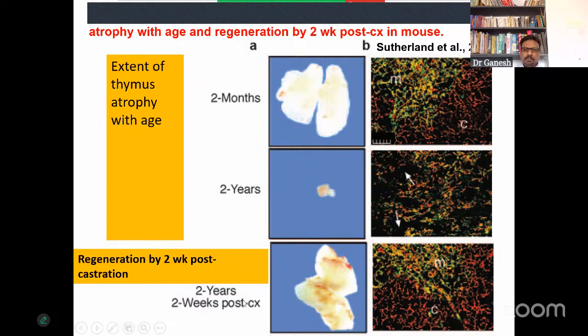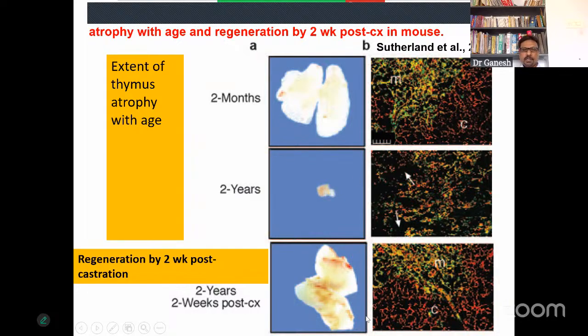And in these 2 years old mice, castration was done. The gonads were removed, and following 2 weeks of castration, there is enlargement of the thymus gland. And the lymphocytes in the cortex portion as well as the medulla portion are also restored here. This looks similar to the thymus gland in the 2 months old mice.